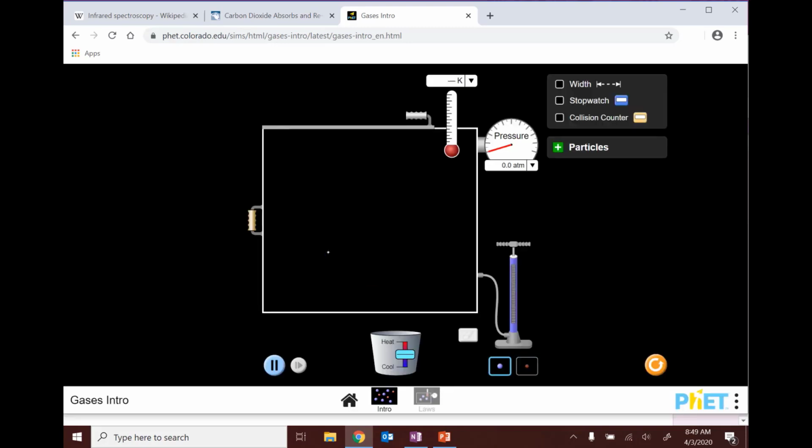Let's see what we can do here. Fantastic. I'm just going to supply some gas to this system. Hey, come on. Let's do more particles than that.